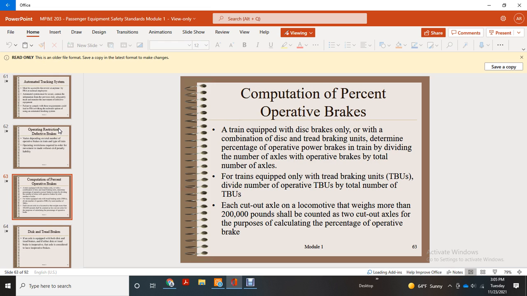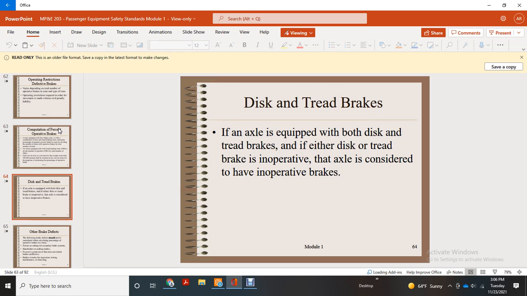Computation of the percent of operated brakes. For a train equipped with disc brakes only, or with a combination of disc and tread brake units, determine the percentage of operated brakes by dividing the number of axles with operated brakes by the total number of axles. For a train equipped with only tread braking units, divide the number of operated tread braking units by the total number of tread braking units. Each cut out axle on a locomotive that weighs more than 200,000 pounds should be counted as two cut out axles for the purpose of calculating the percentage of operated brakes.